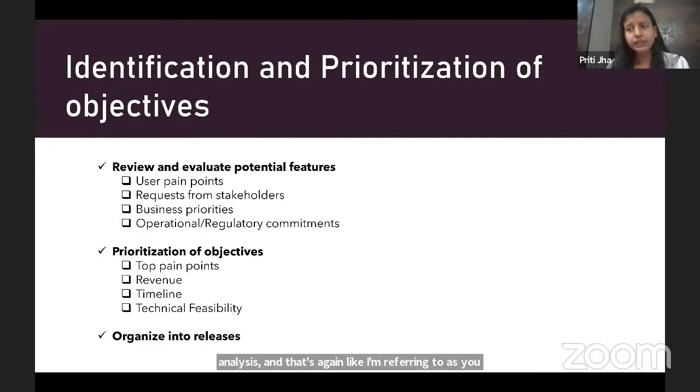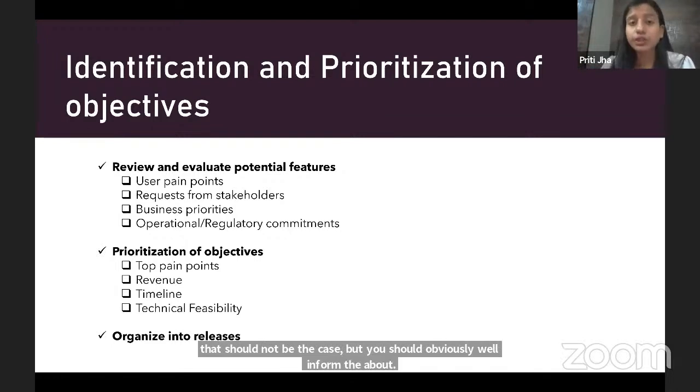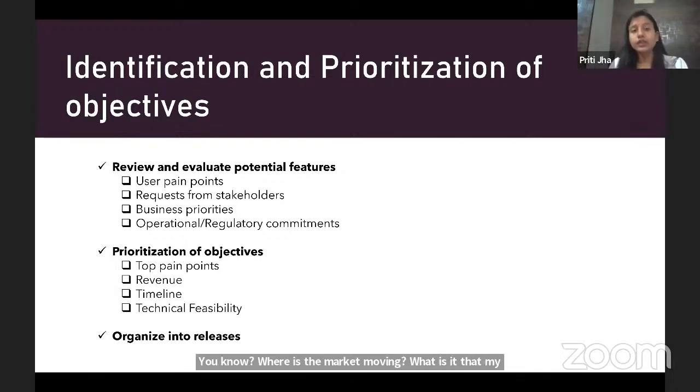But I believe in my personal capacity that it's always good to understand where the industry is moving. What is it that everyone out there is doing? I'm not saying that you as a product manager should copy what others are doing. No, that should not be the case. But you should always be well informed about where the market is moving. What is it that my users are preferring? Because at the end of the day, you're building your product for your users, not for your company, not for yourself. You're building it for the users to solve their pain points.